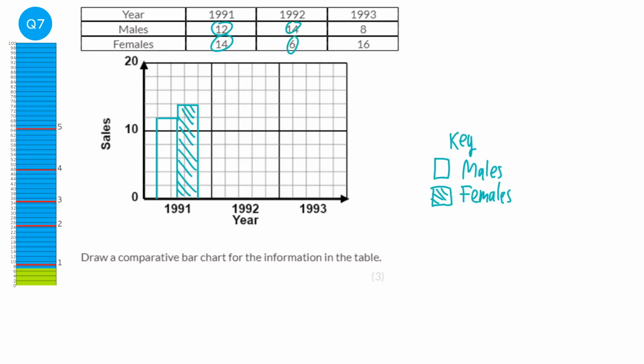So it's 14 and 6. So notice I've got gaps between the pairs. So we've got 14 and 6, which will be down here. And again, we're just going to shade in the females. And then finally, we've got 8 and 16.